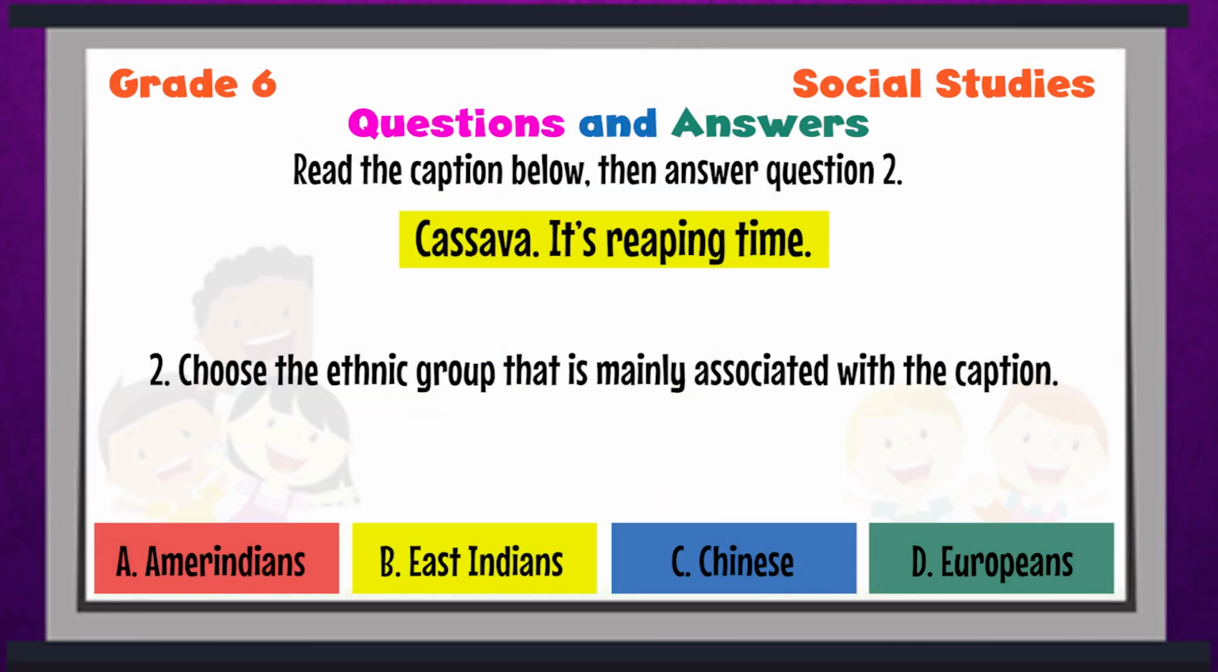Question 2, boys and girls, is also based on the caption, Cassava, it's reaping time. Choose the ethnic group that is mainly associated with the caption. A, B, C, or D.